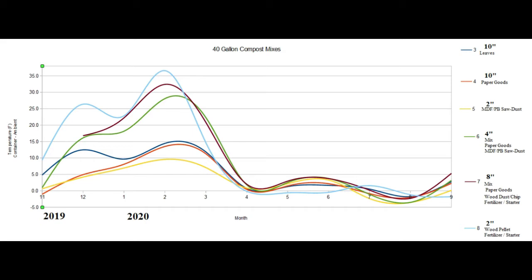The mixes. It's also not too surprising that the paper goods, the leaves, things like that, had a bigger percentage of volume change. And remember, the volume change is partially from compression of the material over time, and partially from the consumption of the hydrocarbons. During the composting process, they turn some of that into carbon dioxide, which goes off as a gas.